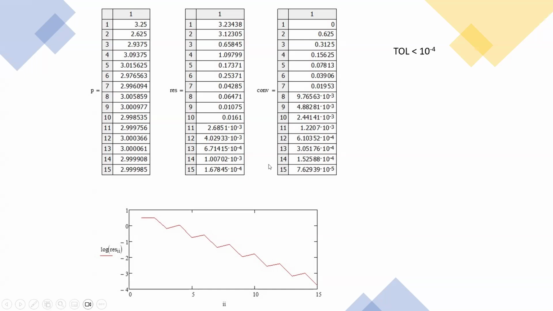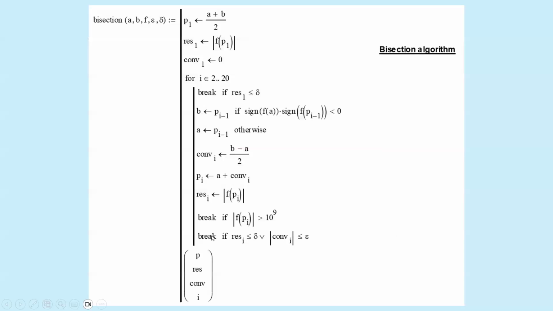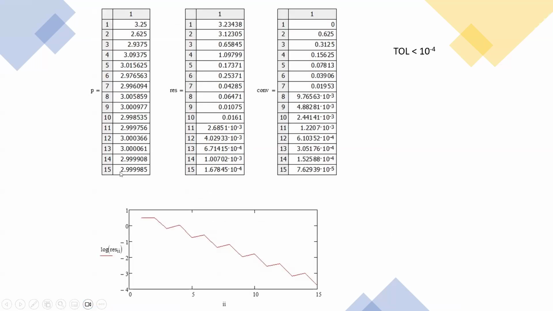Again, it depends on the algorithm, okay? For example, for this algorithm, it is mentioned that we should meet one of these criteria, residual or iterative convergence. But if we should check both, and both the residual and the iterative convergence must be less than the tolerance, it means we should continue this iteration until both components, the residual and the iterative convergence, become less than 10 to the minus 4.